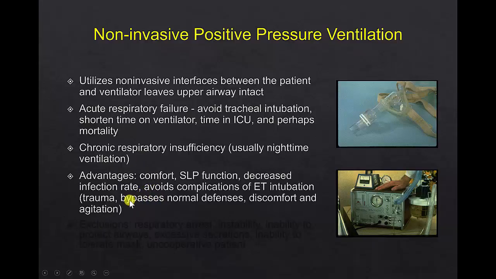Advantages of NIPPV are patient comfort, speech function, swallowing function, decreased infection rate, avoidance of complications of endotracheal intubation, such as trauma, bypassing defenses, discomfort, and agitation.